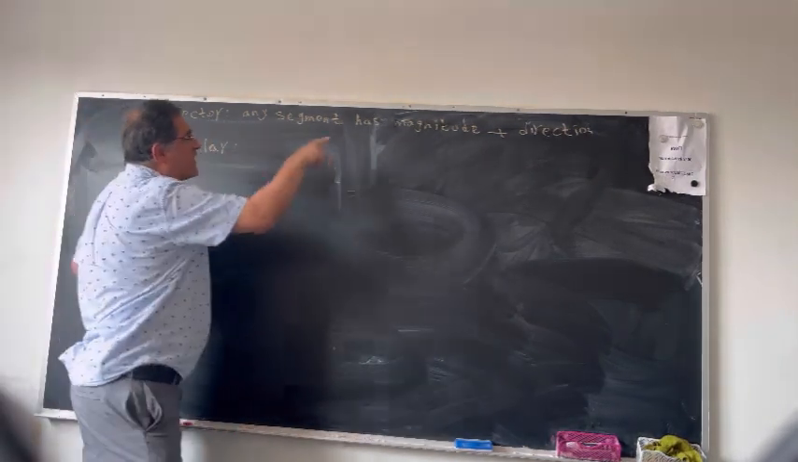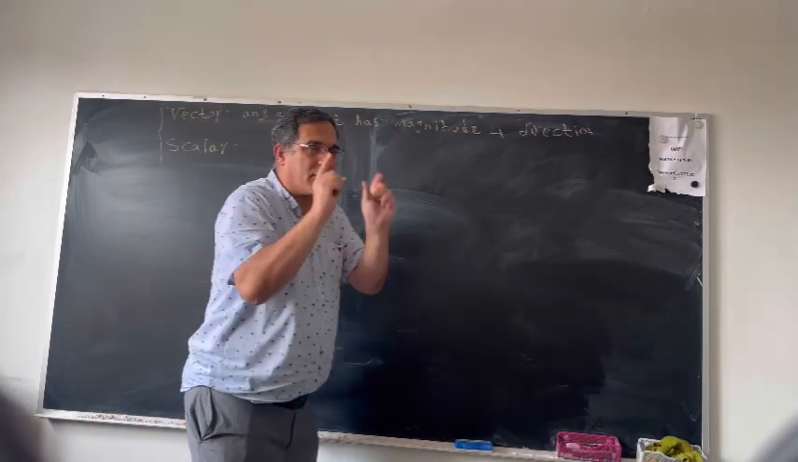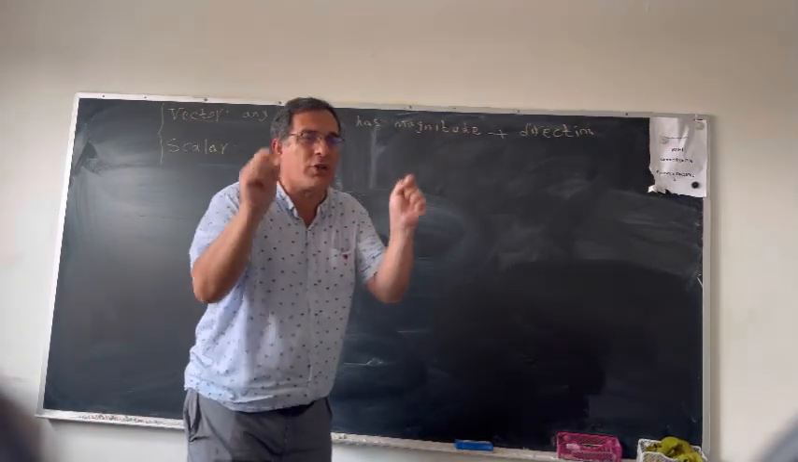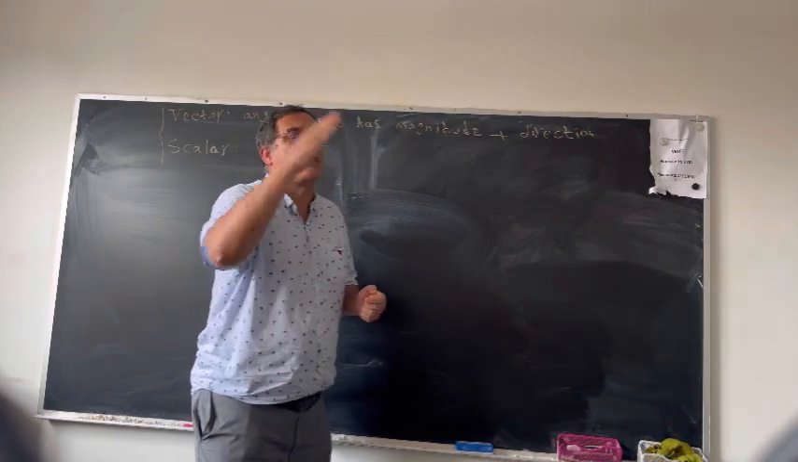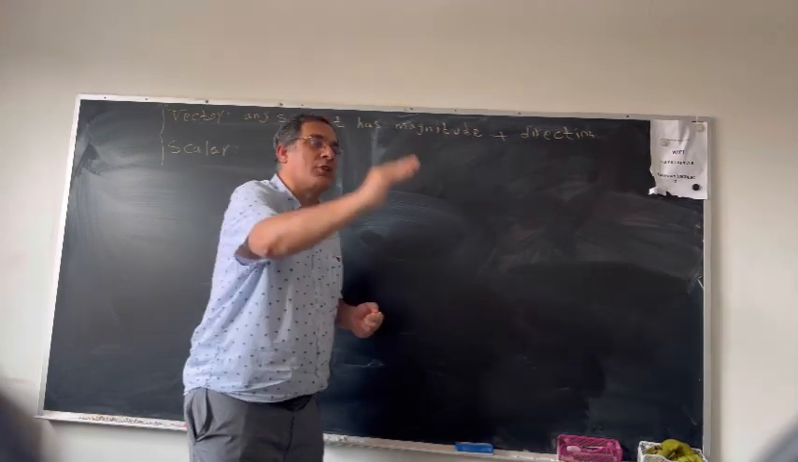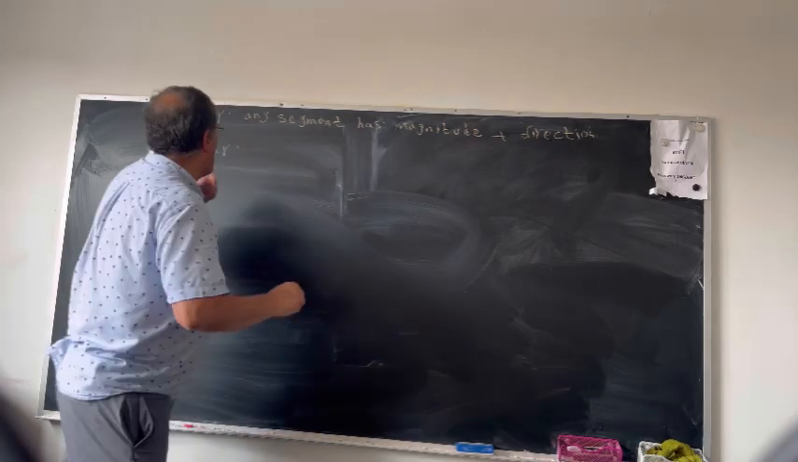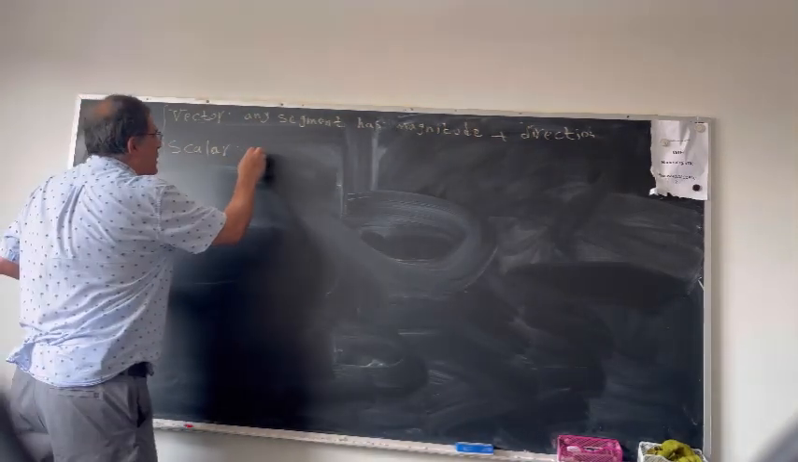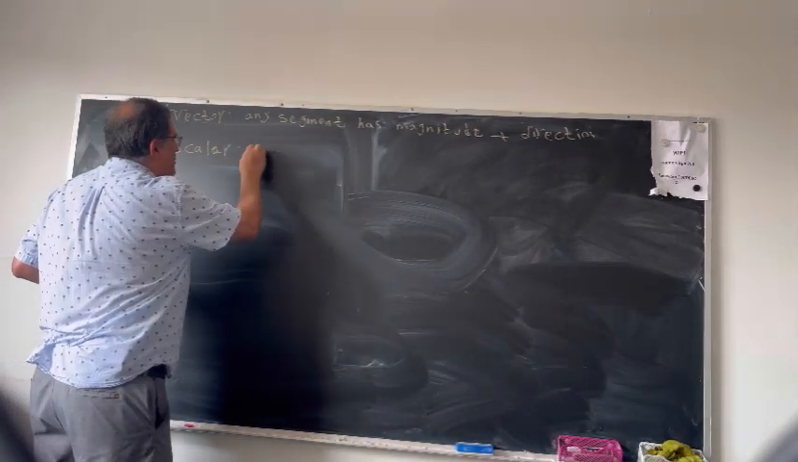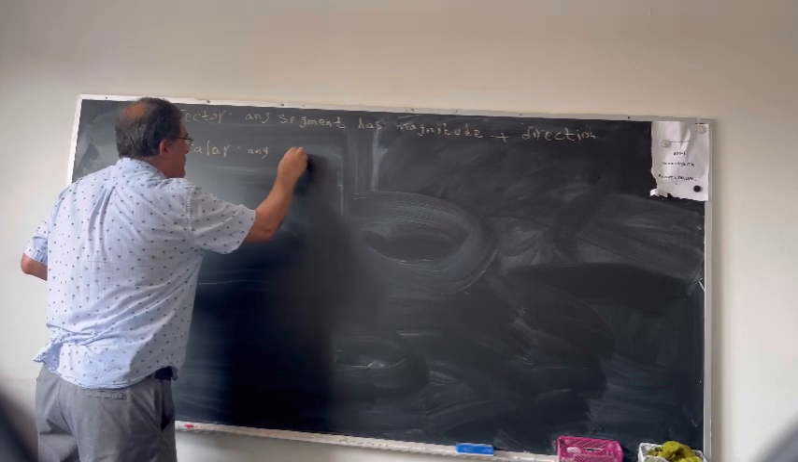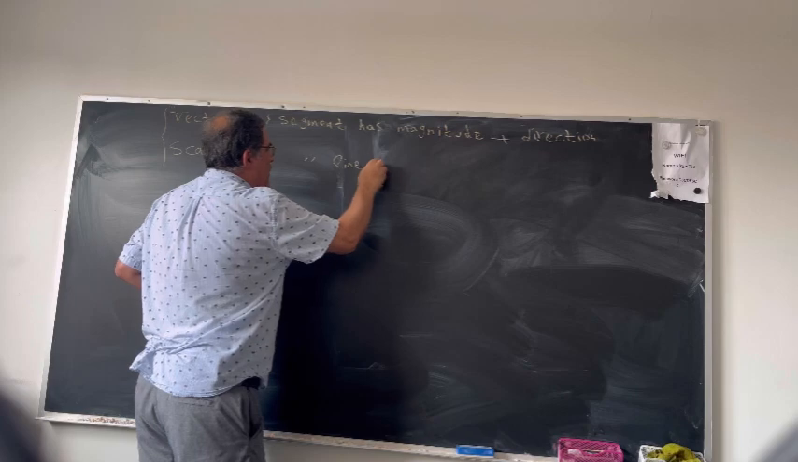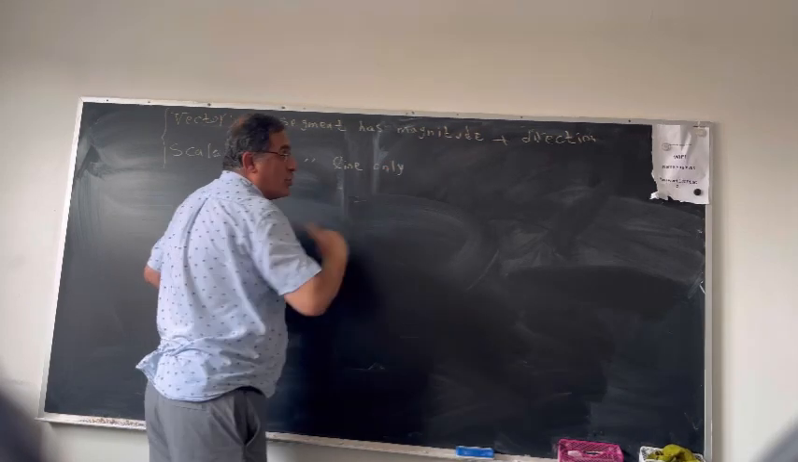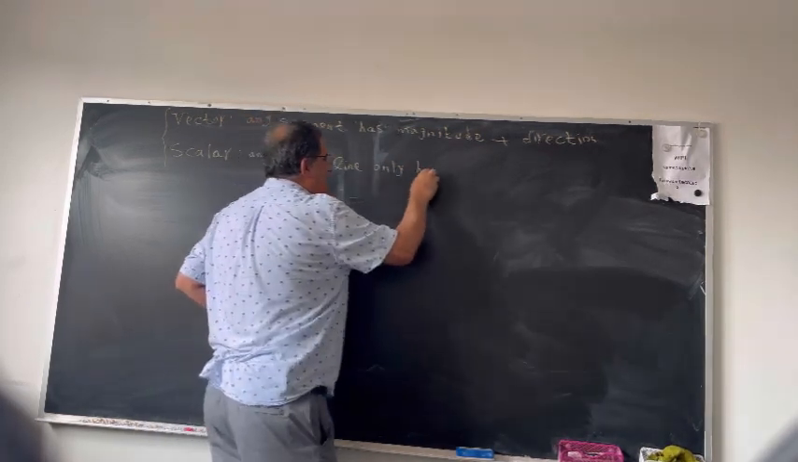A vector is any segment line that has a magnitude, how much, 2 unit, 5 unit, 10, and which direction: north, east, west, south, 30 degree go to the north. But a scalar is any segment line that only has a magnitude, no direction, only a magnitude.